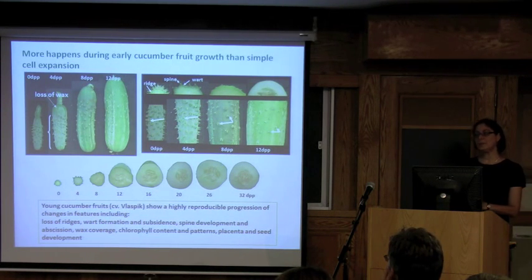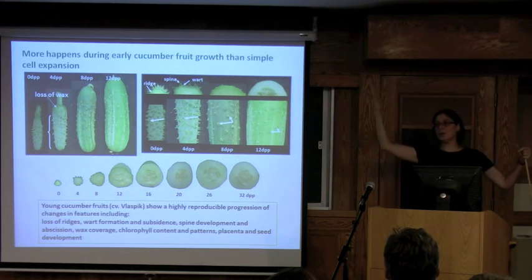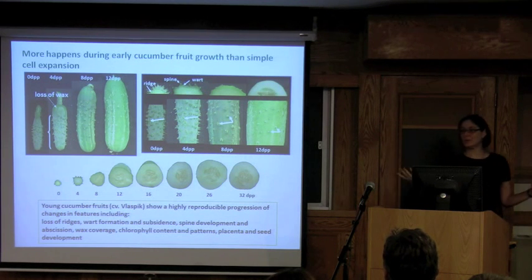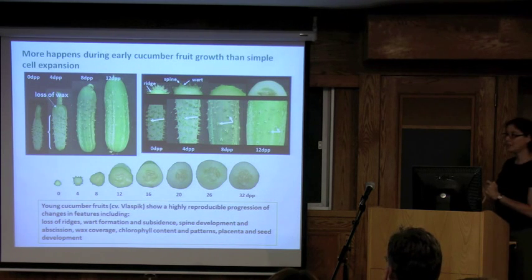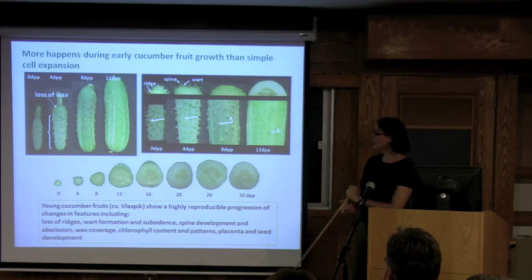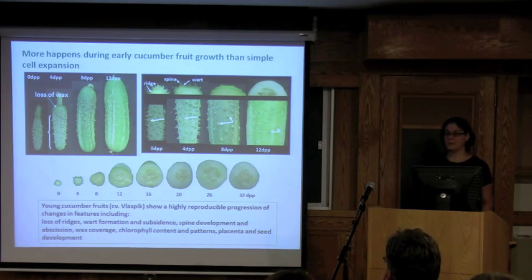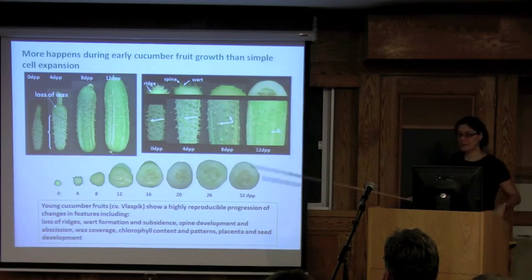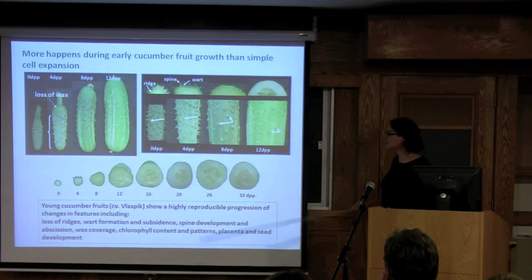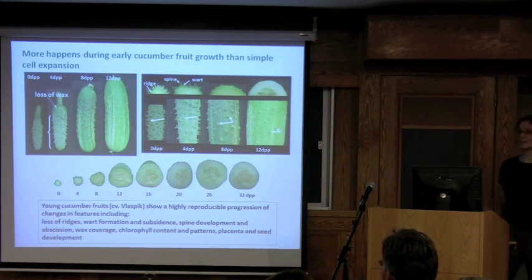One of the things is that typically people look at that initial stage as not very interesting. The fruit's set, and then they kind of grow, and then they do the exciting stuff at the end. If they're going to ripen, they make flavors and aromas and colors. But when we started to look carefully at what's happening during that early stage of growth in cucumbers, there actually is a lot happening. There's a highly reproducible progression of changes and features, including a loss of ridges, the formation and then subsidence of warts, the development and then abscission of spines, changes in wax coverage and chlorophyll content, and patterns in placenta and seed development.